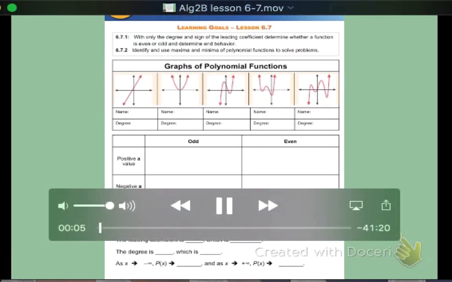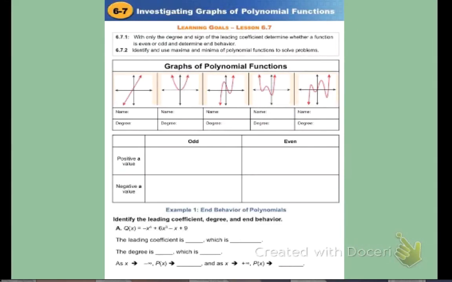Today's lesson is all about investigating graphs of polynomial functions. And so our two learning goals are, first of all, with only the degree and sign of the leading coefficient, we're going to learn how to determine whether a function is an even function or an odd function, and we'll also learn how to determine what's called its end behavior. And secondly, we'll be identifying and using maxima and minima of polynomial functions to solve problems.